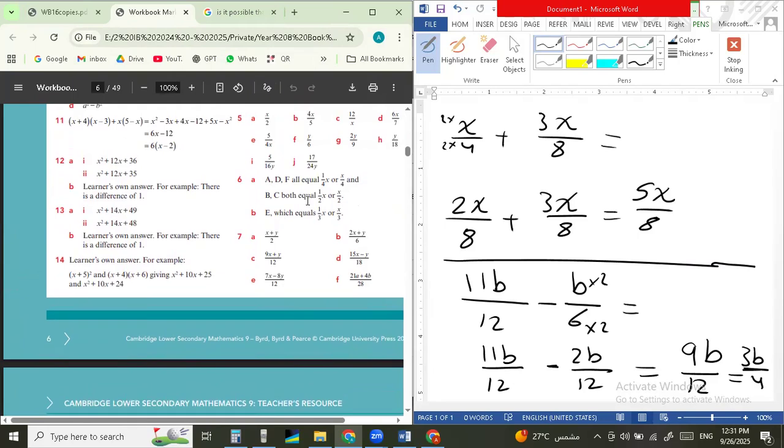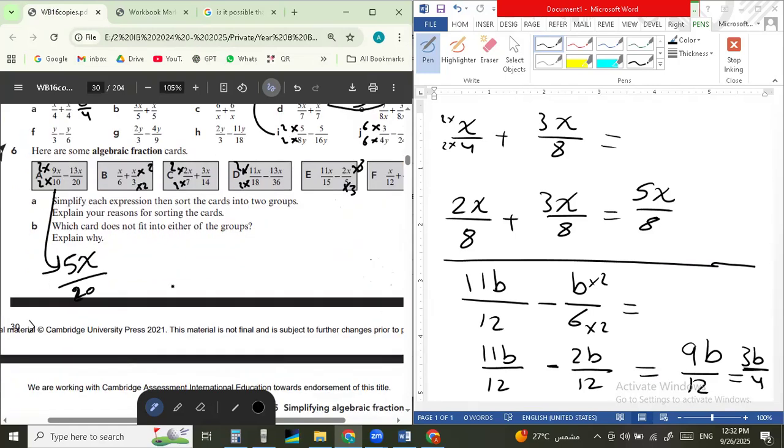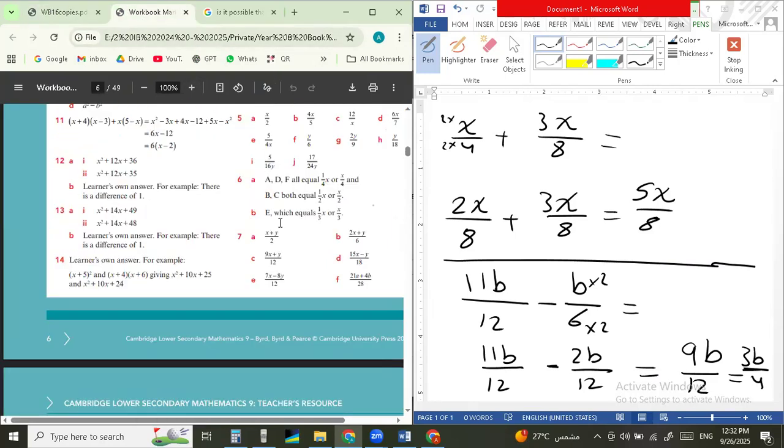Here we go. It says to you, A, D, F all are equal to 1 over 4x, or which is the same exactly as x over 4. So A, D and F have the same value. B and C both have the same value. Card E, which equals this, is on its own. No, sorry, that's a different question. Okay, so it's just A, D, F together because they have the same answer. B and C together because they have the same answer. All right, let's continue. Which card does not fit? Card E, as we saw here, they said to you card E is equal to a completely different thing.